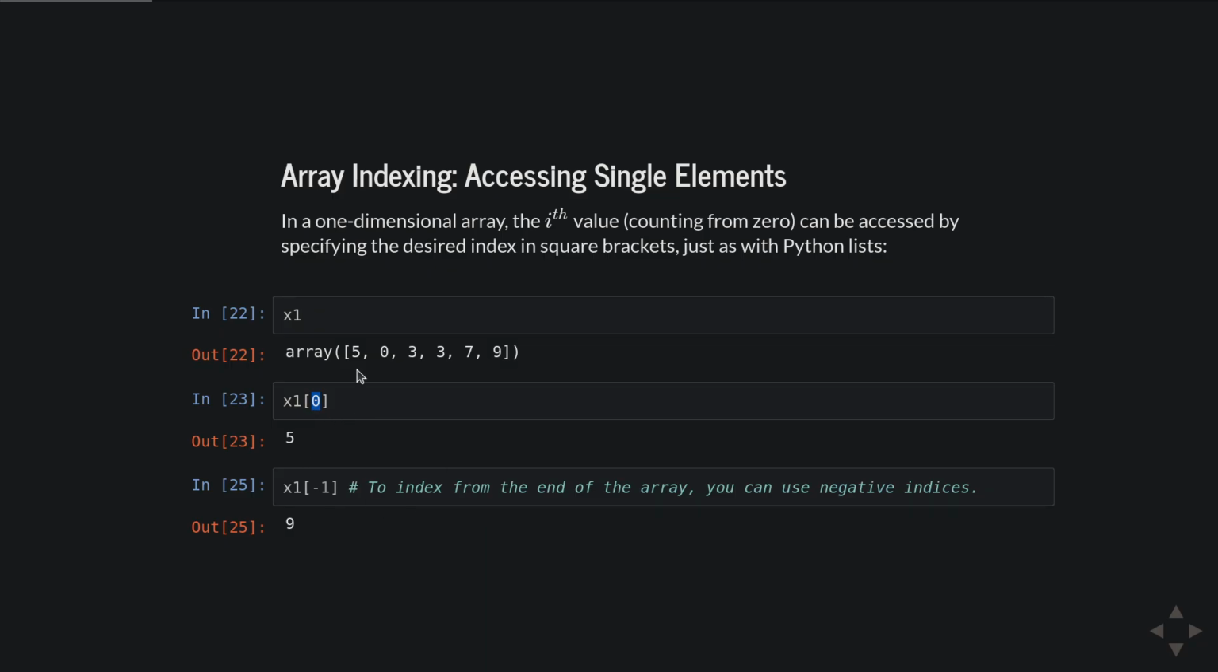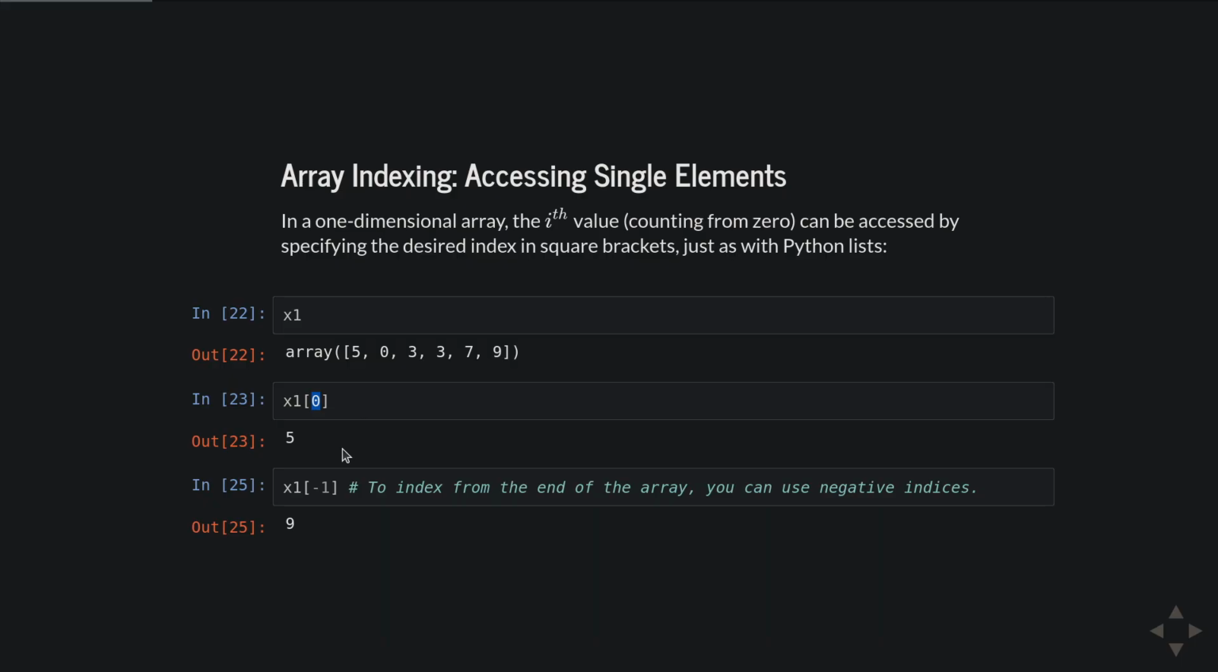Okay, so at the 0th index, you're going to get 5. If this was 2, you would go 0, 1, 2, so I'd get a 3. If this was 4, I would go 0, 1, 2, 3, 4, so I would get a 7. Okay, so that's just the basics of indexing. It's exactly the same in NumPy as it is in a Python list.